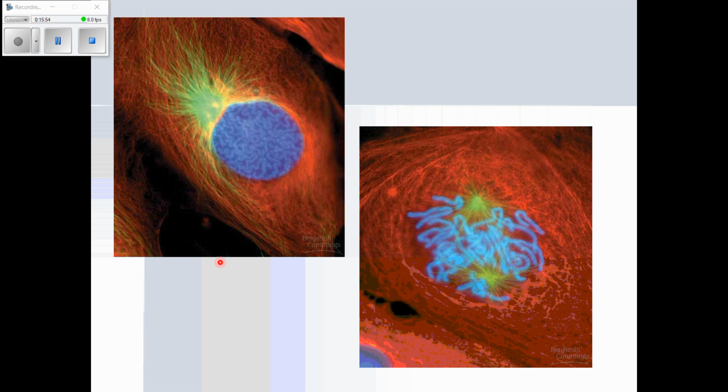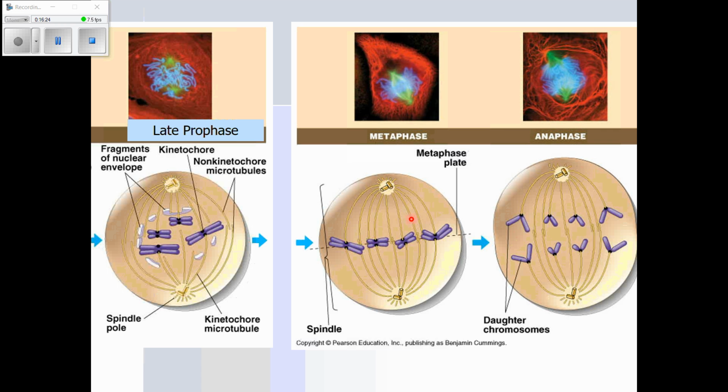So here are some pretty cool photographs that were taken with an electron microscope, color-enhanced photographs, and we can see the centrosomes and the early formation of the spindle fibers. Notice the nucleus is still pretty much intact, but by the end of prophase, we no longer have a nuclear envelope. We have centrosomes that have now migrated to opposite ends of the cell.